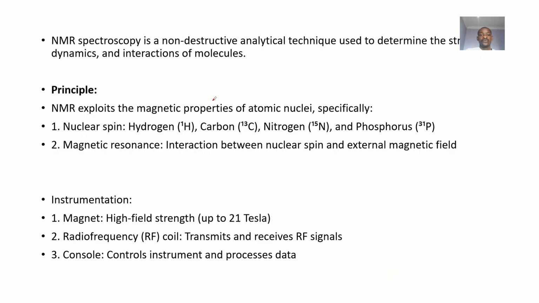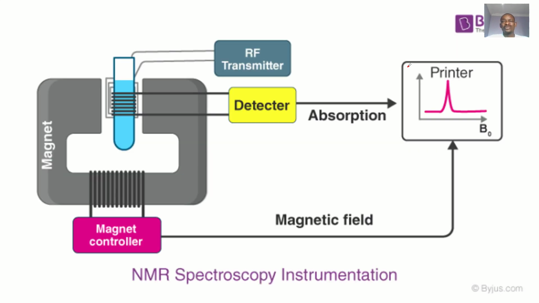So for the definition, we'll go from definition, principle, instrumentation, and we go on like that. Nuclear magnetic resonance spectroscopy is a non-destructive analytical technique, and is used to determine the structure, dynamics, and interaction of molecules. So you have a substance and you're just trying to look at what the molecules in this thing are, what the molecular composition is, and how these molecules are interacting.